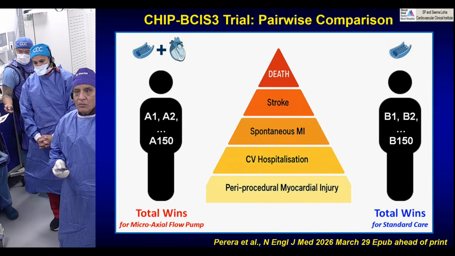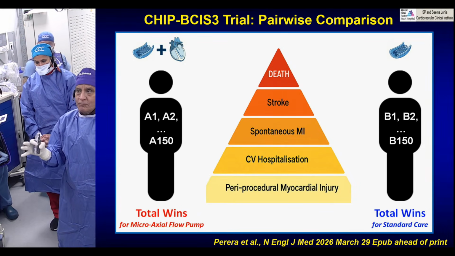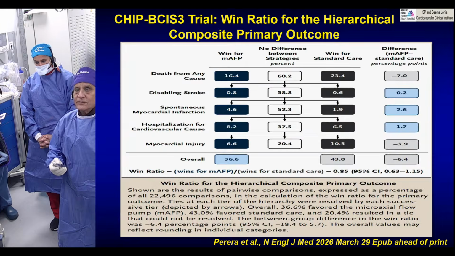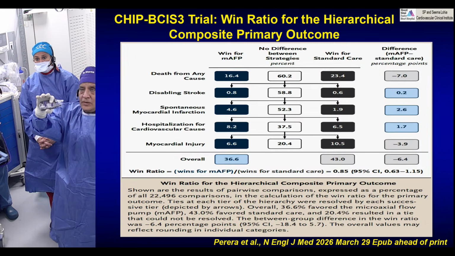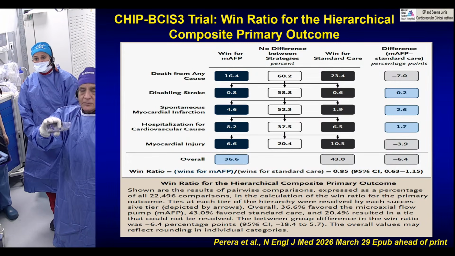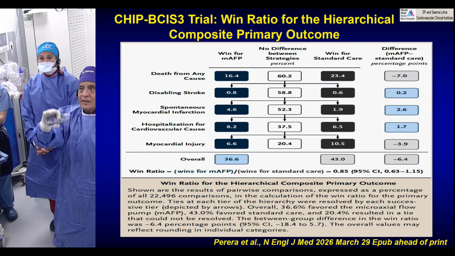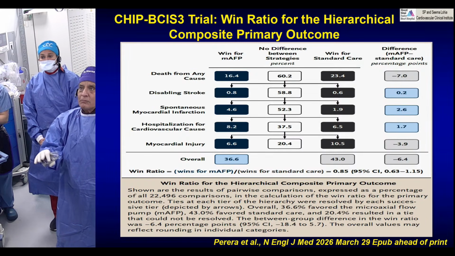And then, knowing that there may not be a difference in the major endpoint, they have this so-called WINS situation. Now, what is the WINS? For each endpoint, they look at which technique is favored, whether it's the balloon pump or the Impella on the left side, or standard of care on the right side, and whichever has the higher number is basically the win.